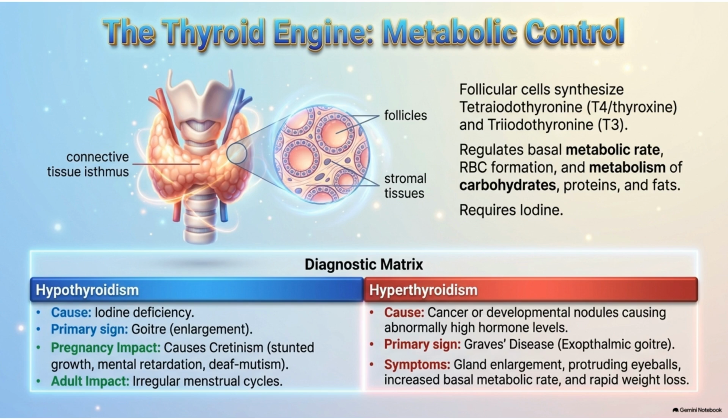Functions of thyroid hormones. Thyroid hormones regulate basal metabolic rate, support red blood cell formation, control metabolism of carbohydrates, proteins, and fats, and influence maintenance of water balance and electrolyte balance.